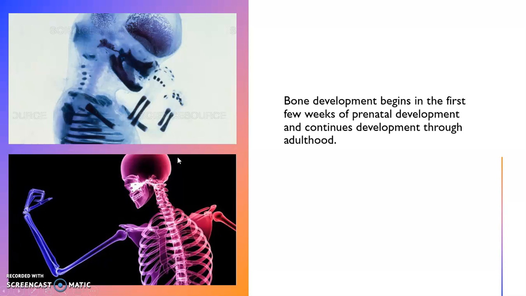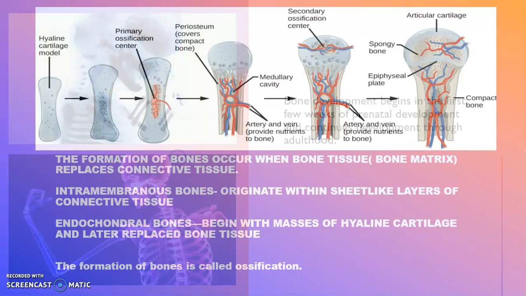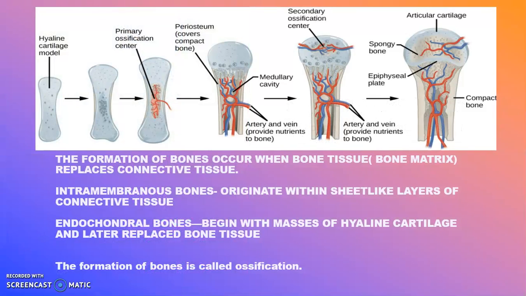Bone development begins in the first few weeks of prenatal development and continues through adulthood. The formation of bones occurs when bone tissue, bone matrix, replaces connective tissue. Intramembranous bones originate within sheet-like layers of connective tissue. Endochondral bones begin with masses of hyaline cartilage and later replace it with bone tissue. The formation of bone is called ossification, as you can see in the graph up at the top.